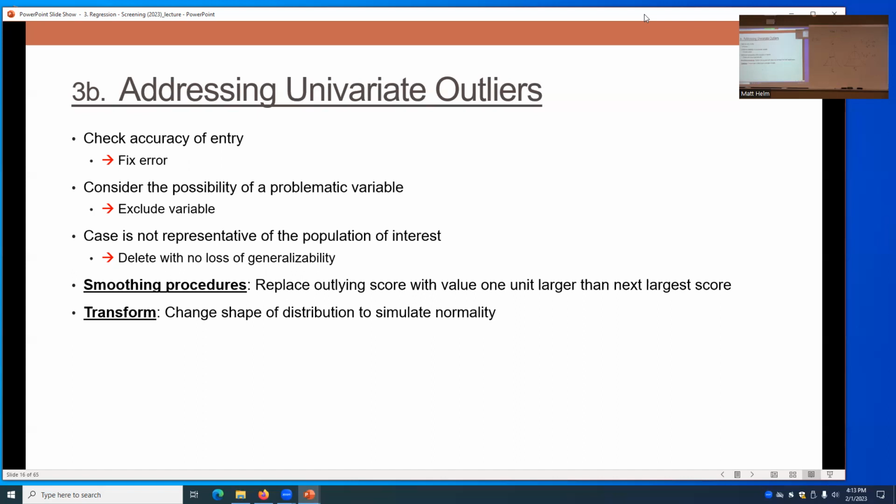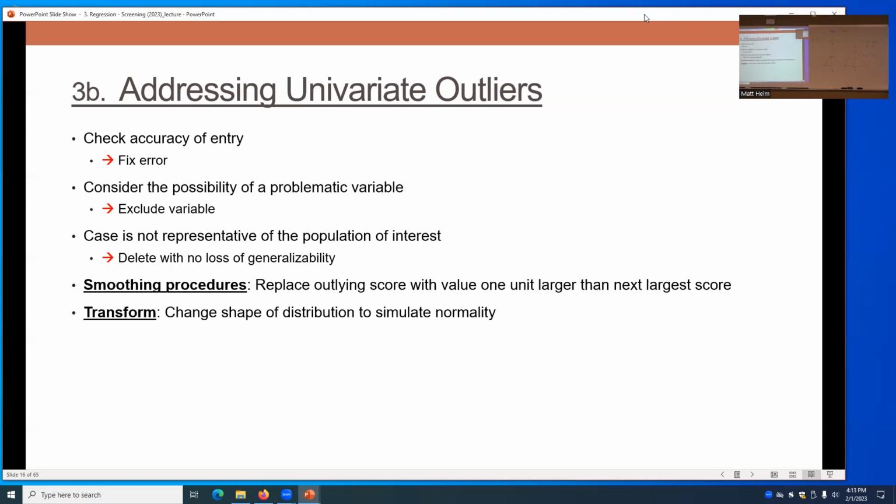If it's not, you're like, oh, whoops, I caught this person. Cool for them, not someone I'm interested in. Go through and pitch this person. Fine, you're not losing any generalizability because you're not trying to generalize to that group anyway. Okay. Smoothing procedures, we talked about this.